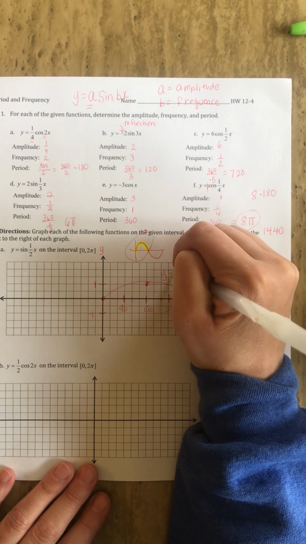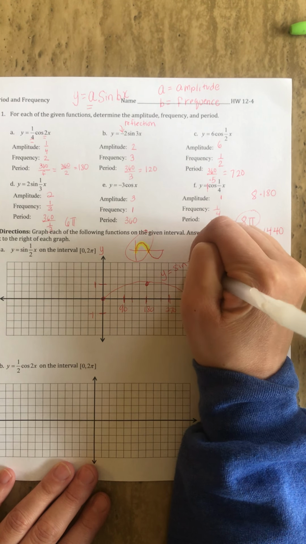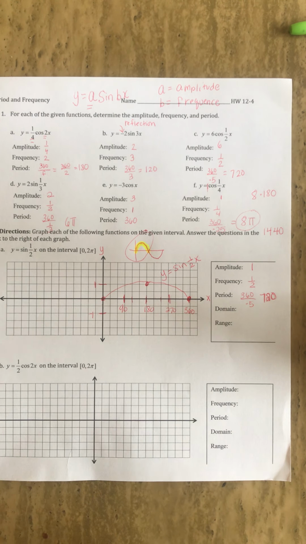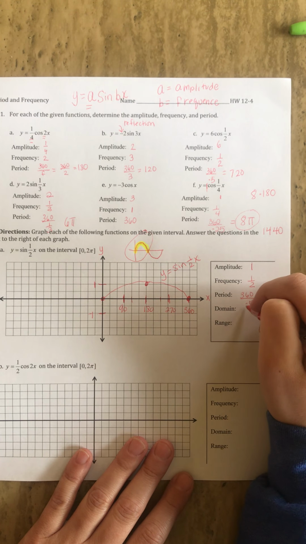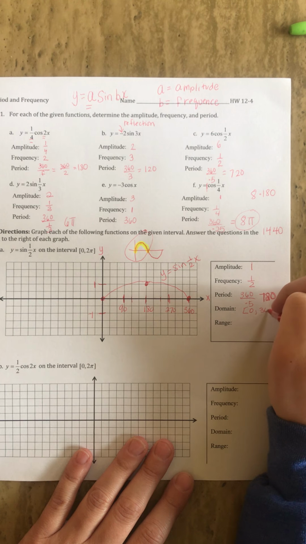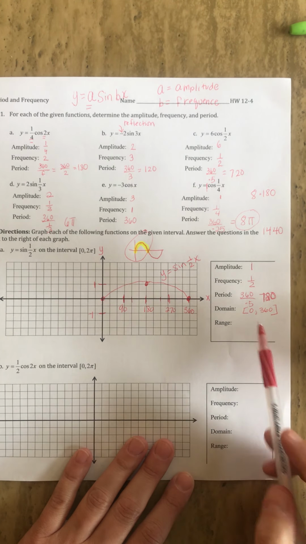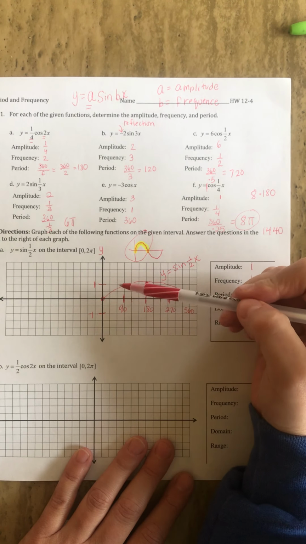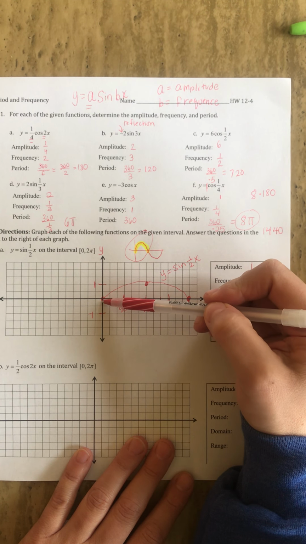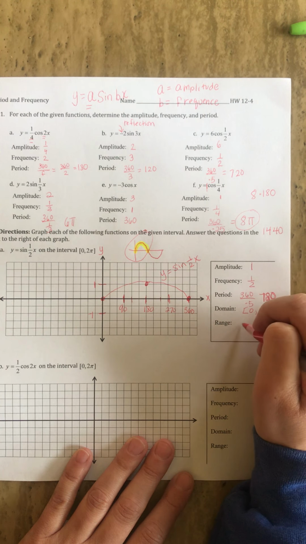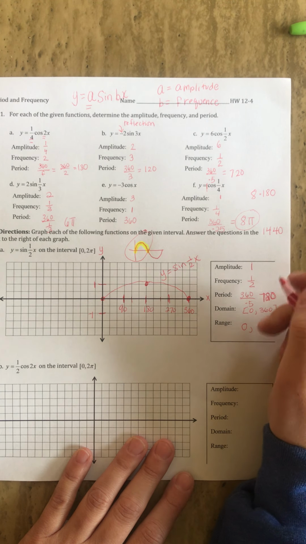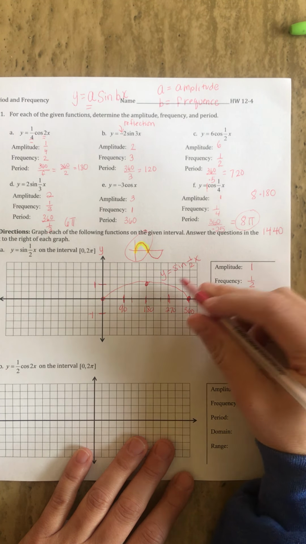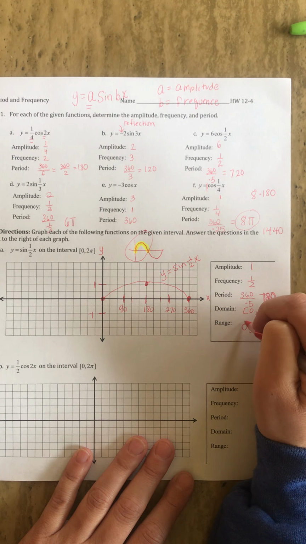So we have y is equal to sine 1/2 x. So my domain is going from 0 to 360. Make sure you have brackets because that is included. And my range is going from 0 to 1.